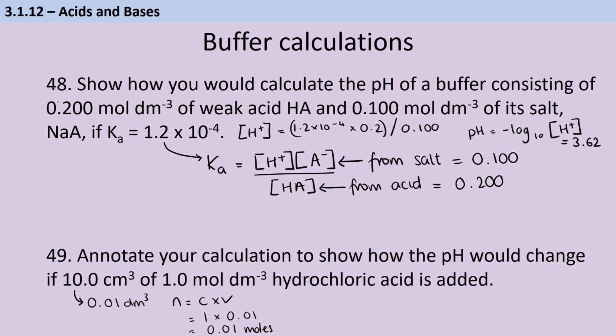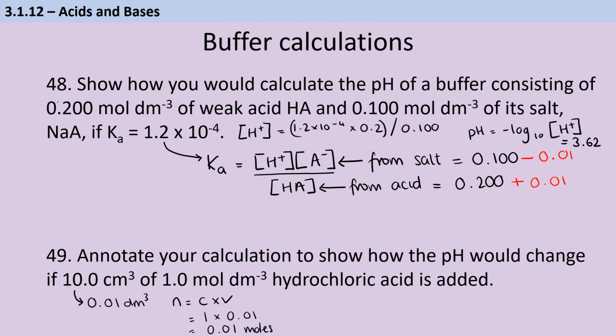Now for every 1 mole of acid that I add, so 1 mole of hydrogen ions, that will react with 1 mole of the anion to make 1 mole of the undissociated acid, because we're trying to get rid of those hydrogen ions, we don't want them in there, the system will shift to counteract the change. So if I'm adding 0.01 moles of hydrogen ions, then I will have 0.01 moles fewer of anions, and that will react together to make 0.01 moles of undissociated acid.